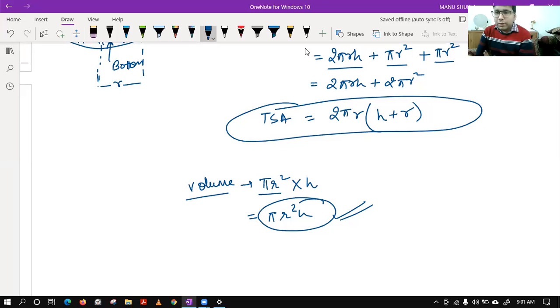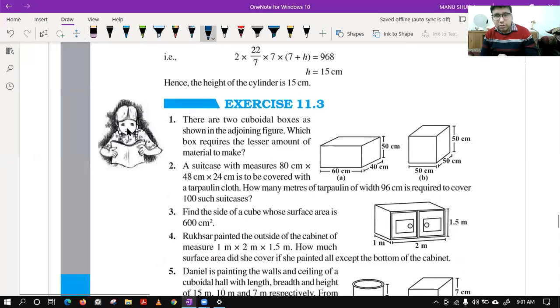So now are you able to understand? We are using the same methodology for finding the curved surface area, total surface area, and the volume. Okay, so I hope this part is clear to you. And now we are ready for the questions. Let's see some.